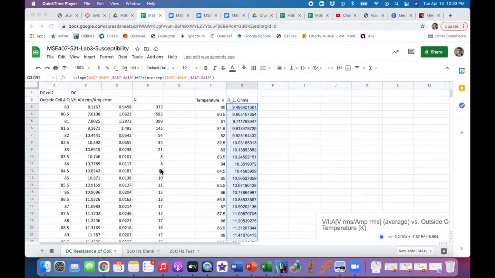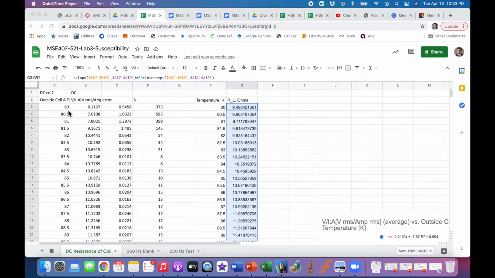And I'll start with this file. Again, this is not your specific data, just some example data run under similar conditions. But the three types of data I want to show you is the DC resistance, then here it says the frequency 250, which is what we used in the experiment, but it says blank. So this is basically a run that we did, but without a pellet. And then we have the AC run with the pellet, which is the test. So I want to go through those three sets of data.